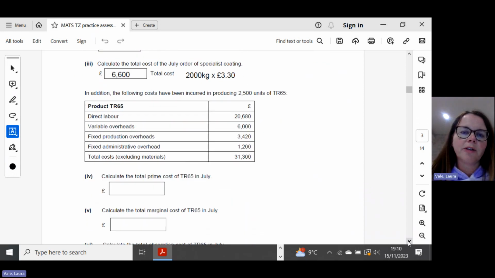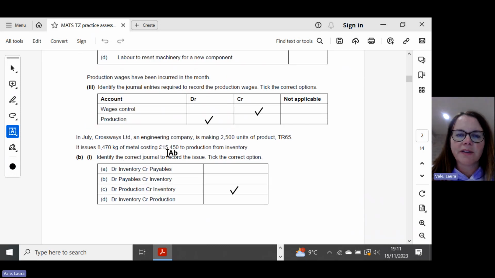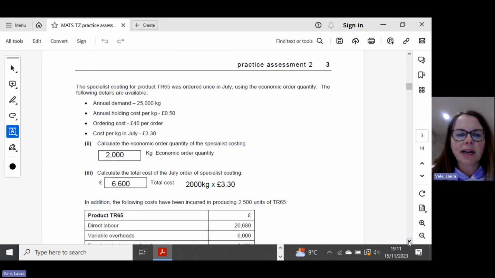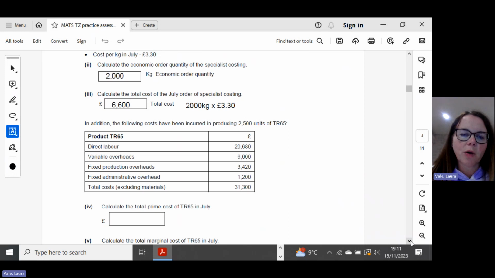In addition, the following costs have been incurred in producing 2,500 units of TR65. So we already know that we've got some metal costing 15,450. We have now calculated that the cost of the special coating is 6,600. And then we've got all these additional costs as well. So it says calculate the total prime cost of TR65 in July.